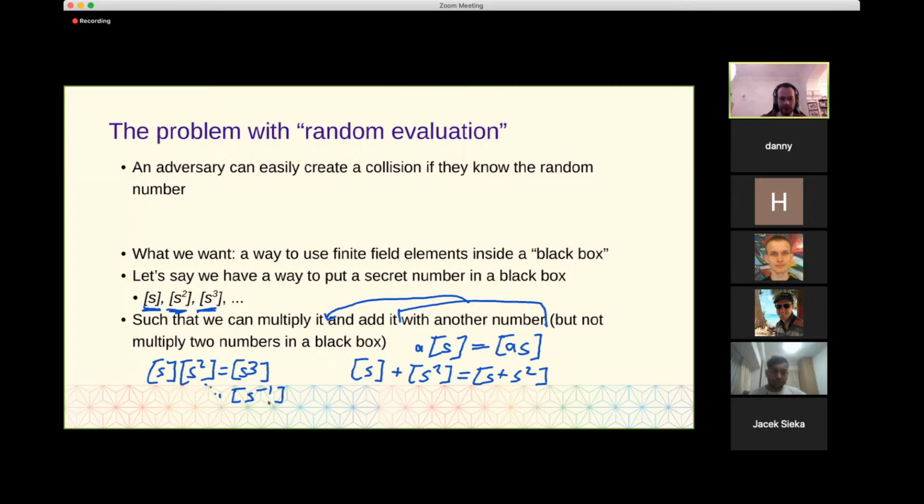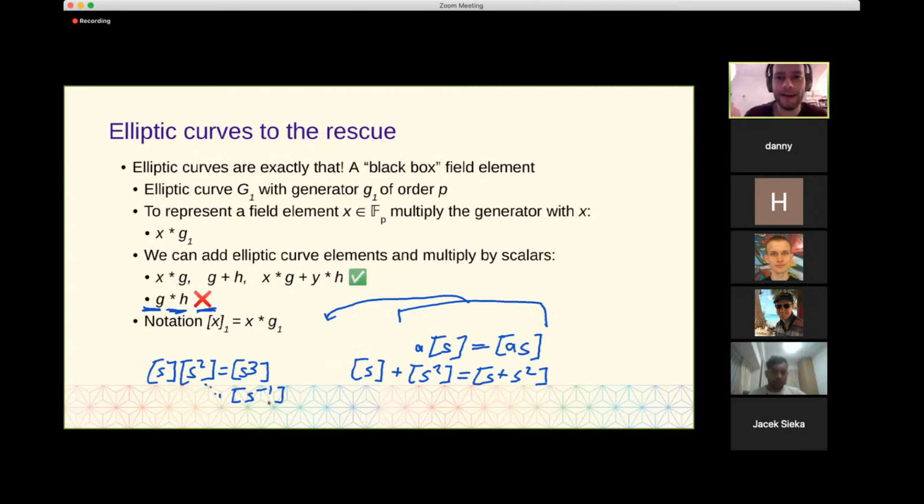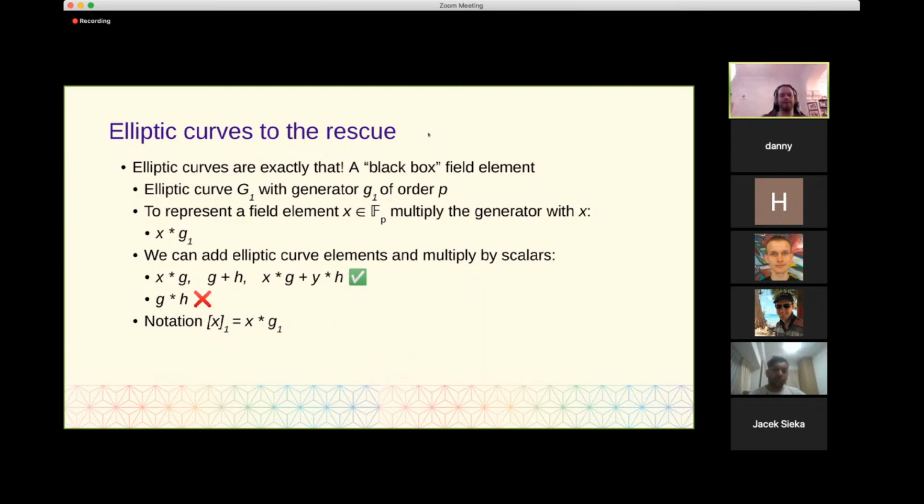Cool. So that's kind of what we would like to have. And the great thing is that, very surprisingly, elliptic curves are the rescue here. They provide exactly that. So this is actually how you should think in the future of an elliptic curve. An elliptic curve is a black box for one of these finite field elements.